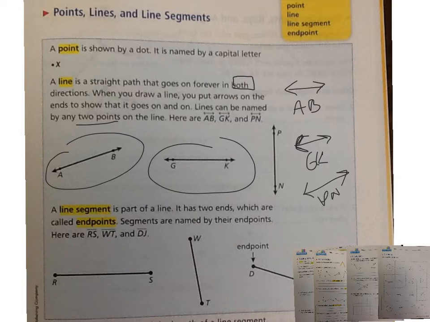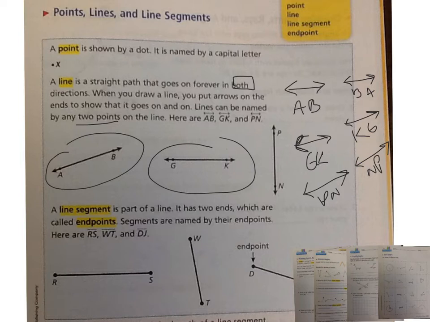You could also write these backwards. This could also be line BA, this could also be line KG, and this could also be line NP. That's how you would write the line symbol. If you were asked to name this line, that's how you would name it, just like I did on the right there.